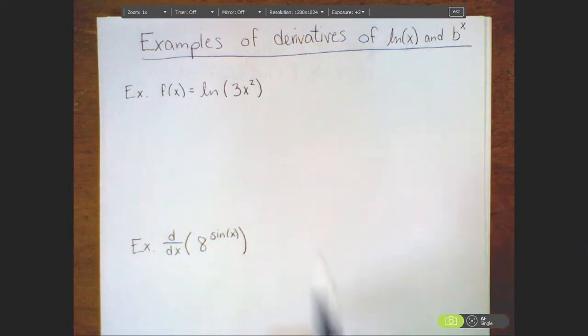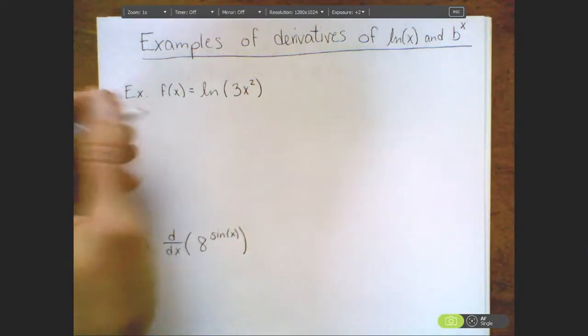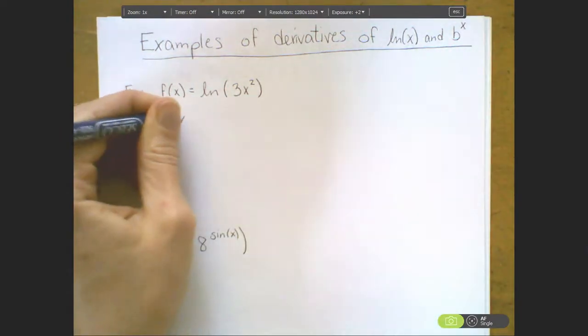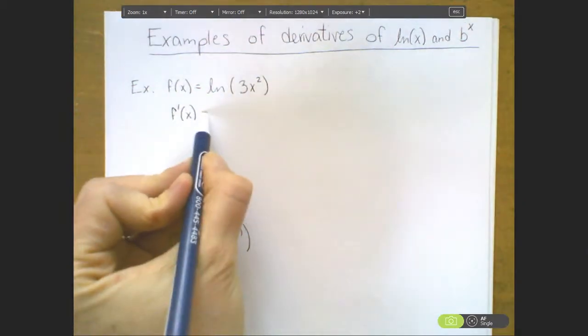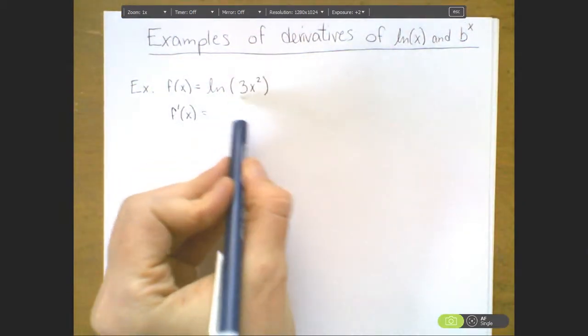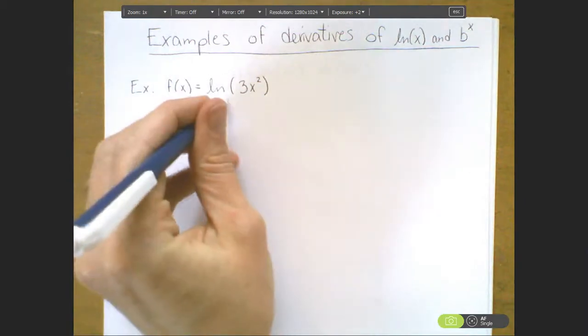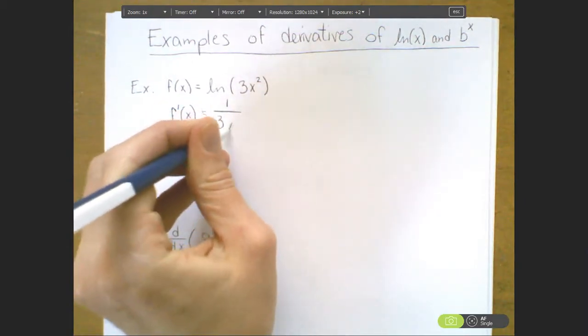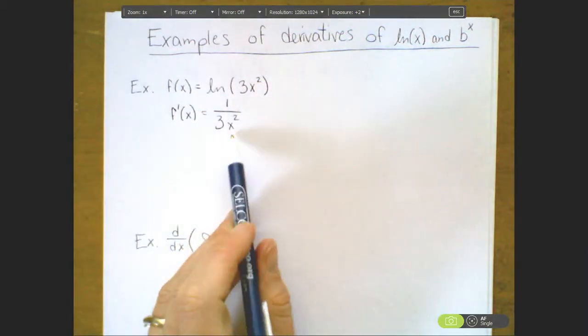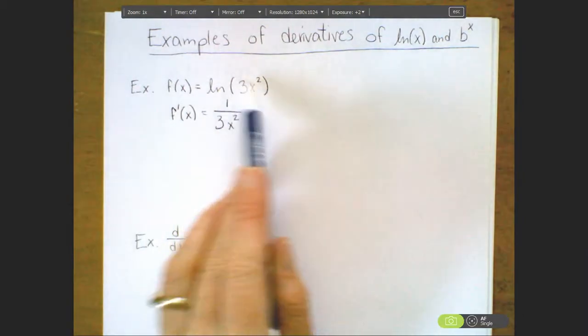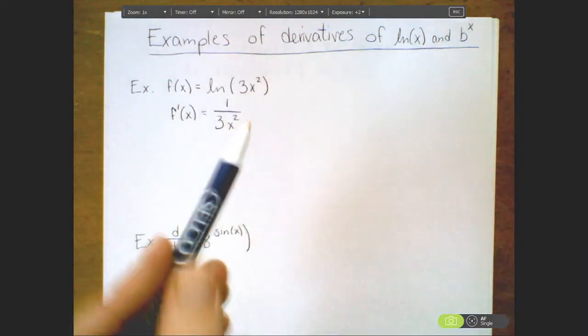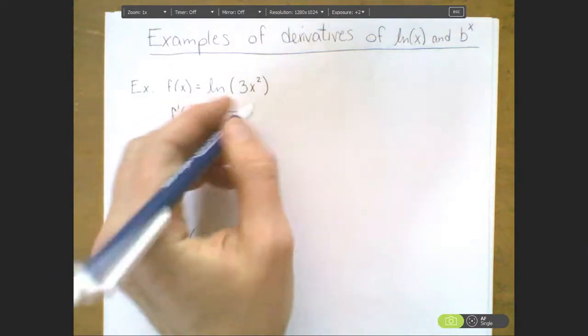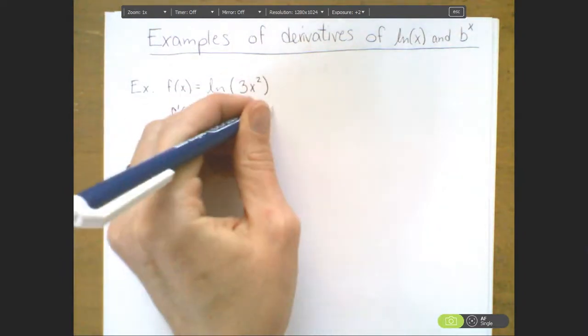So this should be easy by now. If this is my function and I want to know what the derivative is, the derivative of natural log is 1 over whatever the function is. I say 1 over stuff, and in this case the stuff is 3x squared. But again, because this is a composition of functions, there's a function on the inside, I have to multiply by the derivative of the inside, which by power rule is 6x.